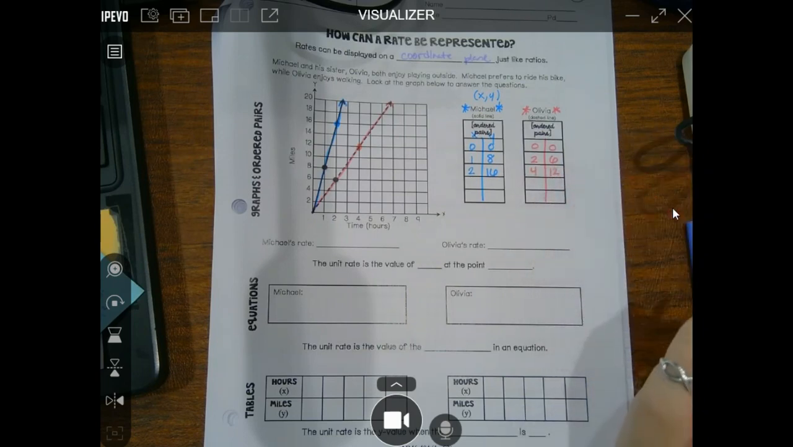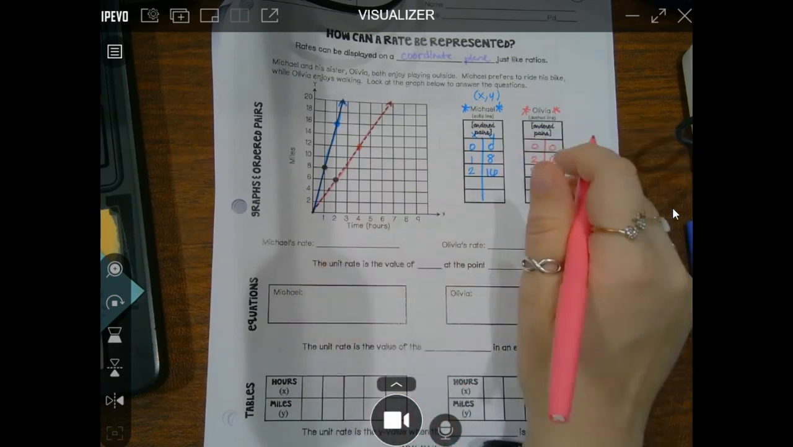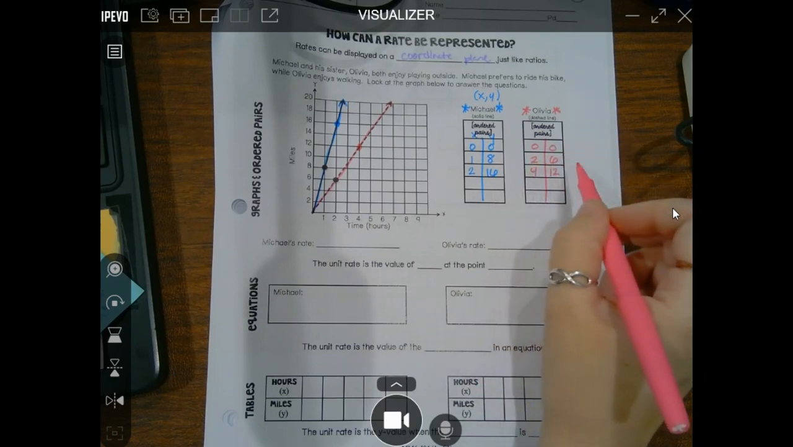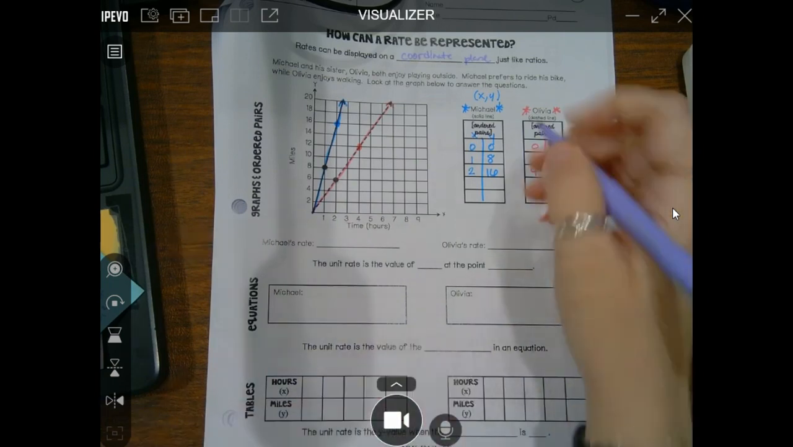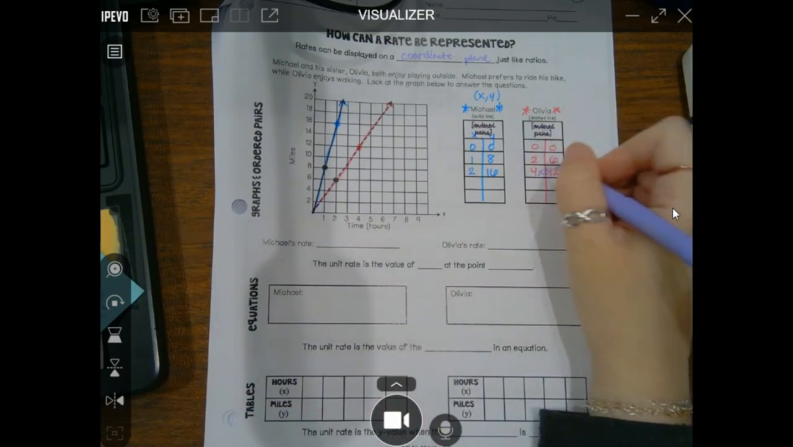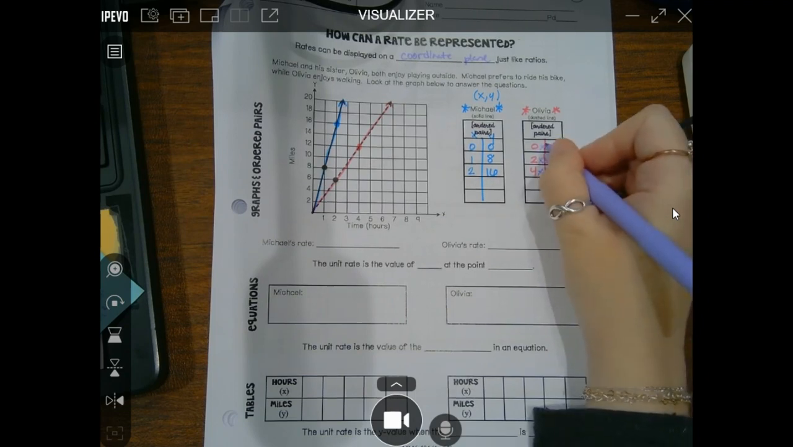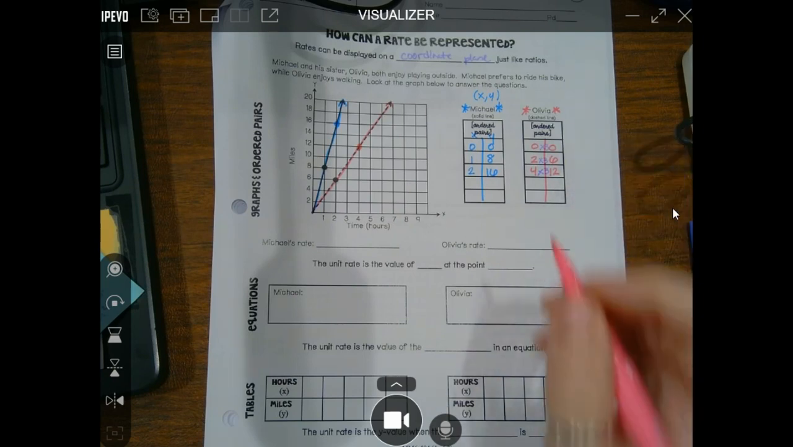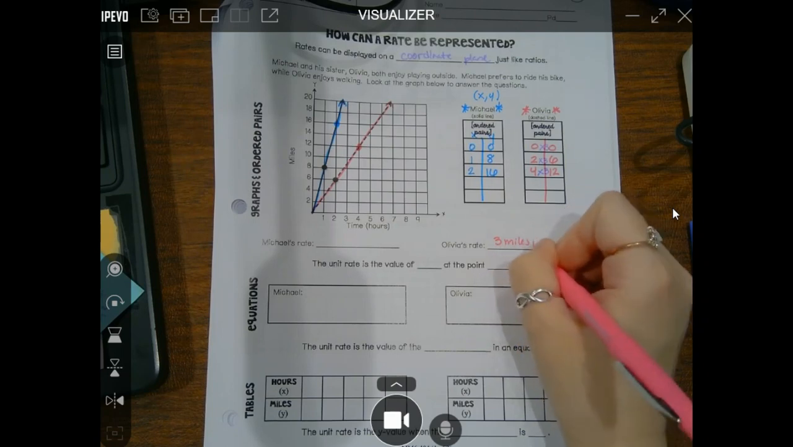Okay, so the next thing they want us to figure out is what's Michael's rate and what's Olivia's rate. So since I'm holding the pink pen, let's look at Olivia's. What are you doing each time to the x to get to the y? If you said that you were multiplying by 3, let's see if that holds up. 4 times 3 is 12, 2 times 3 is 6, and 0 times 3 is 0. So, okay, I believe you. The rate would be 3 miles per hour.